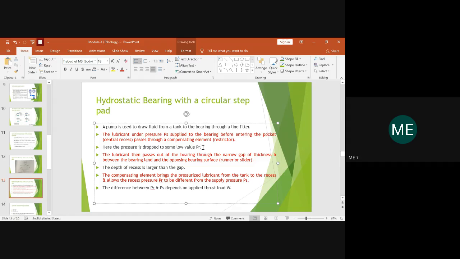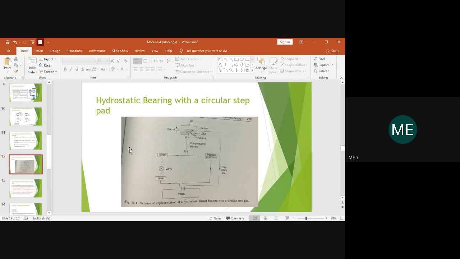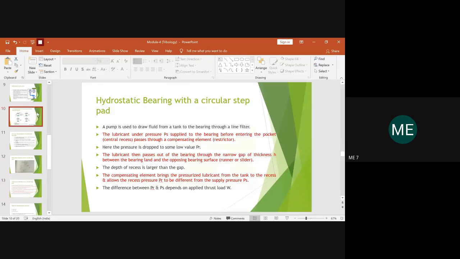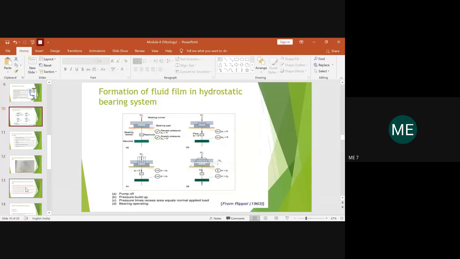So this oil film of required pressure, which is passing through the compensating element, will then pass to the bearing across the narrow gap. So where is your narrow gap? This is the narrow gap H. Here it passes through and forms the required oil film, as I explained to you in this diagram.